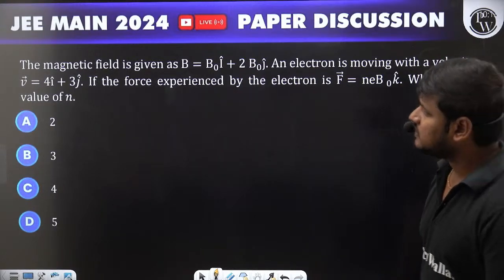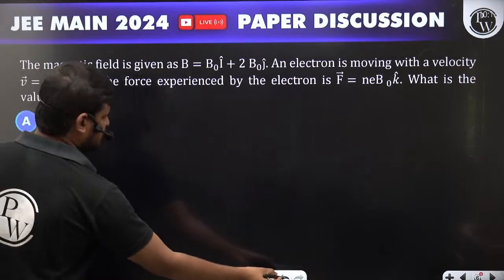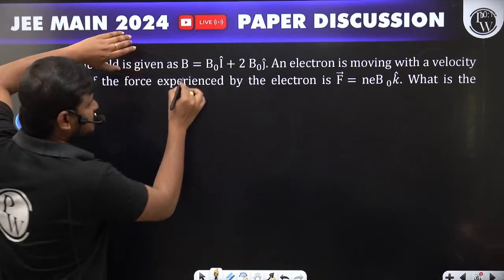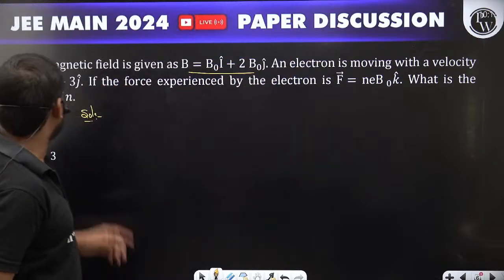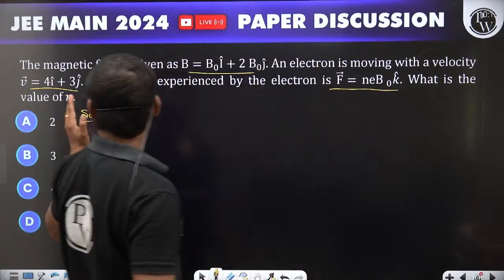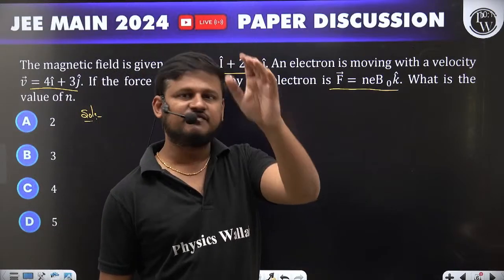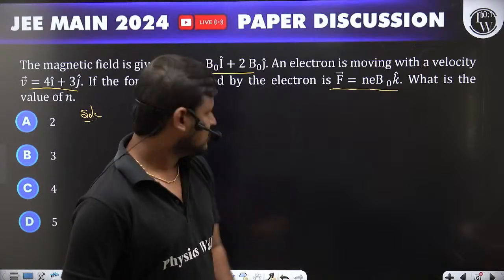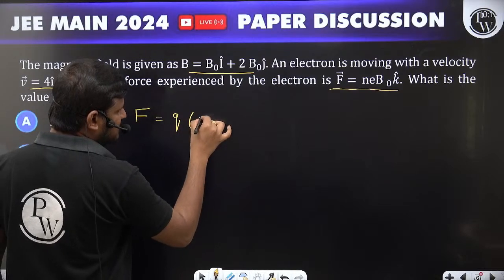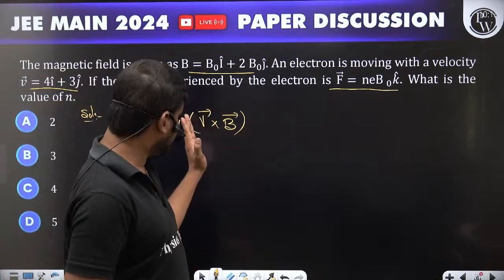So this question is from the magnetic field, moving charges and magnetism part. Here you could see that the magnetic field is given as a vector and an electron is moving with a velocity. The velocity vector is given, it experiences the force this much, and what is the value of n. When a charged particle is placed in the magnetic field, it experiences the magnetic force. So what is the magnetic force formula that we have? Which is Q into V cross B, right? This is the basic formula, QVB sin theta or Q into V cross B.